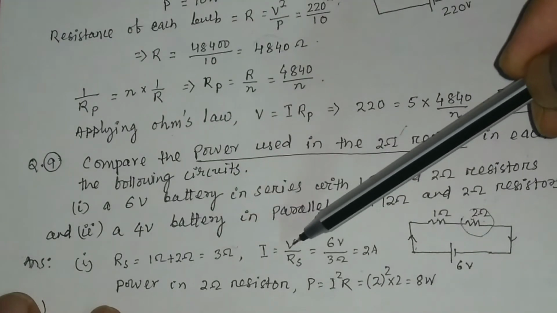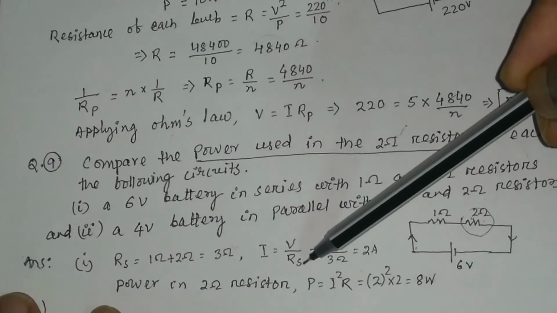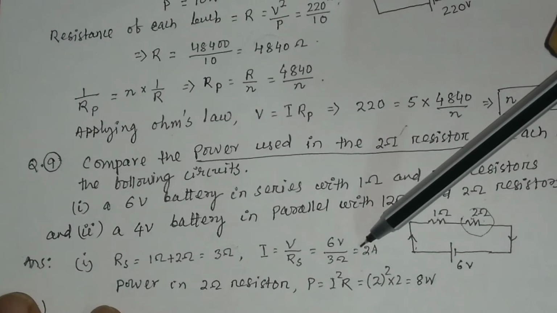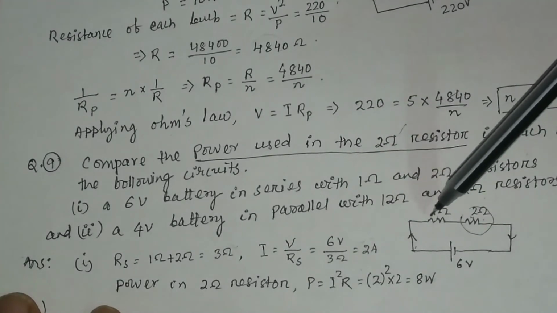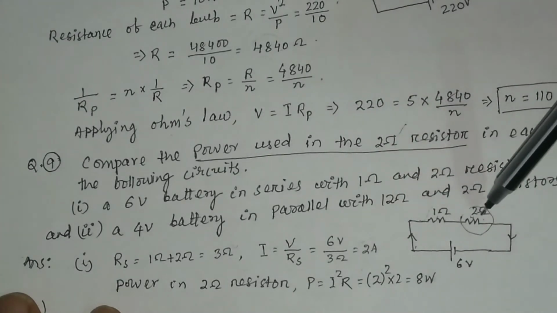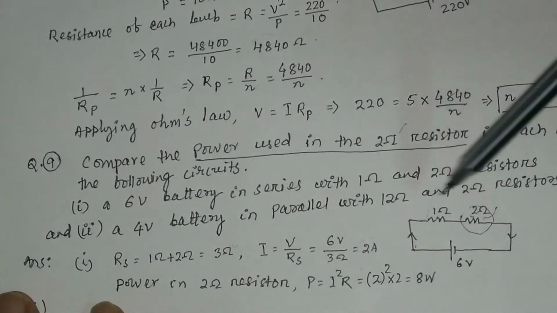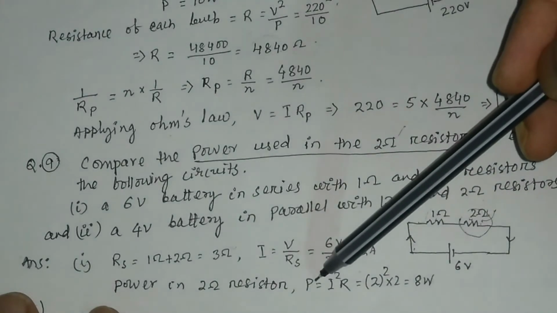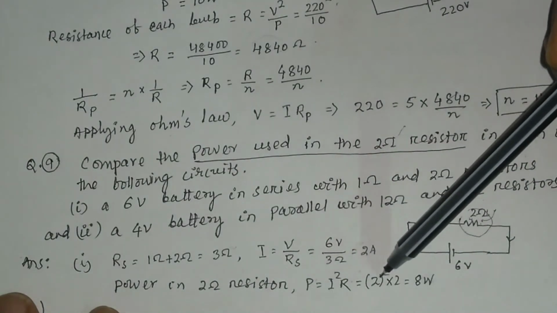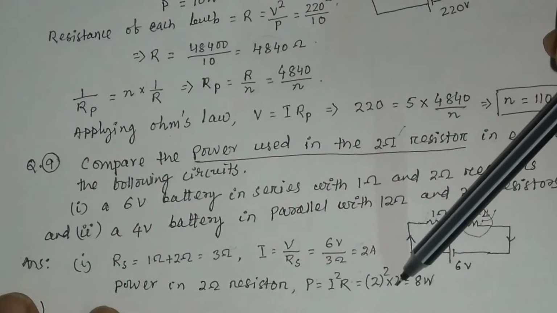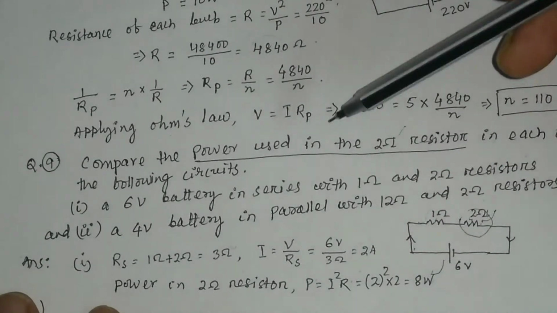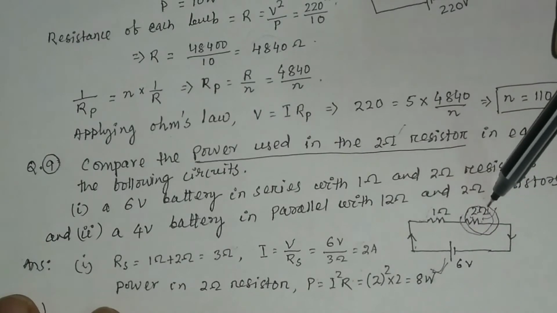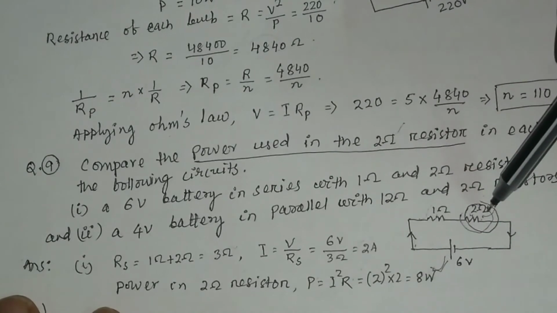If you apply Ohm's law, I equal to V by Rs, then you can calculate the current. Current will be equal to 2 ampere. So 2 ampere of current will pass through this resistance and also through this resistance. So you can calculate the power through this 2 ohm resistance. Power will be equal to I square into R. I is equal to 2, so 2 square into 2, that is equal to 8 watt. So 8 watt power will be produced through this resistance.